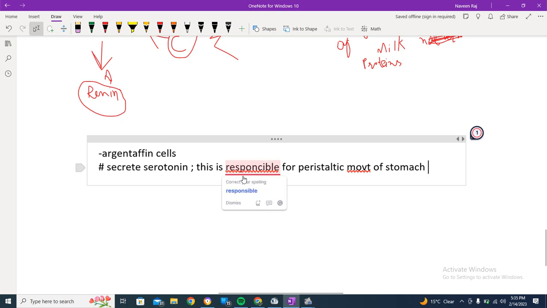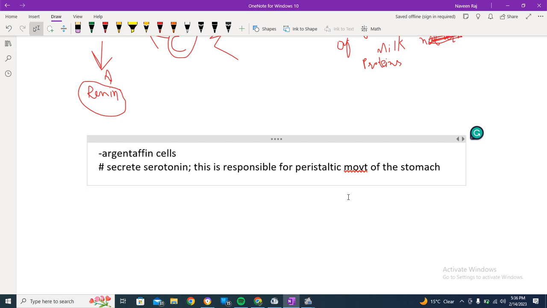Now this is a very important role that whenever the stomach moves, it will contract and relax. What will happen is that the digestion will take place more easily, right? Like we have discussed, the process starts from our neck and it goes on till the intestine. So in the stomach part, the enzyme responsible for this is secreted by the argentaffin cell, that is serotonin.